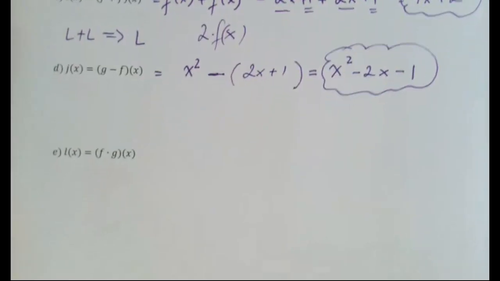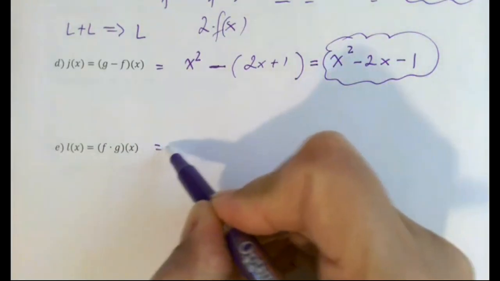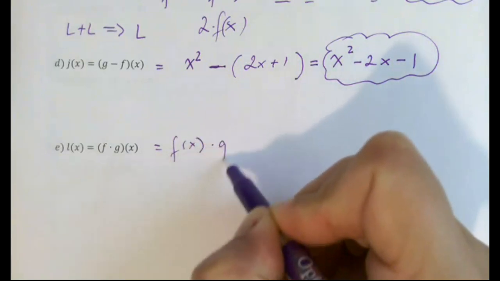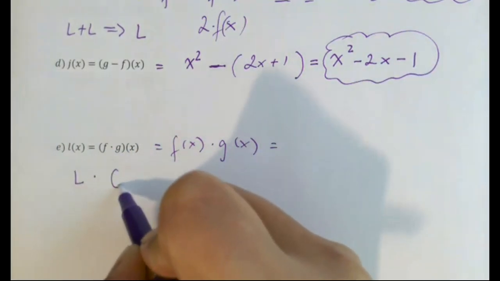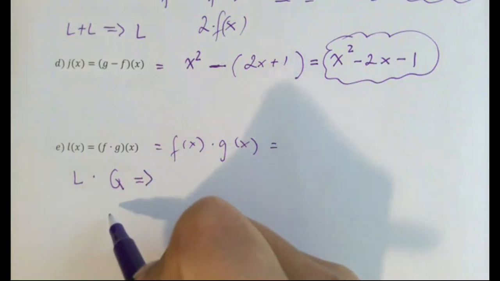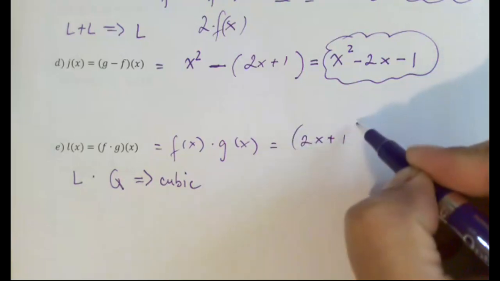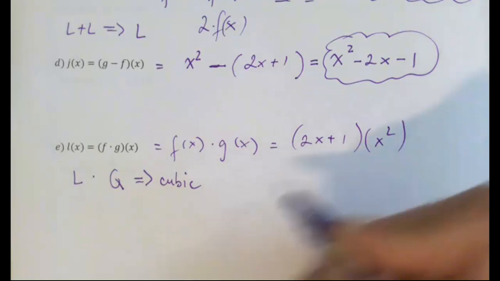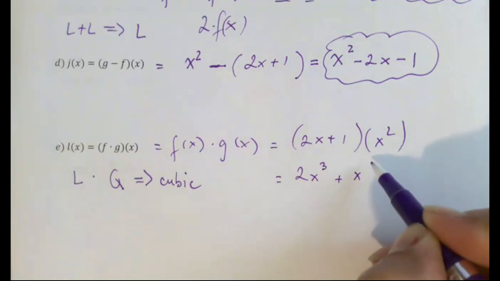Yes. Okay. In the last one, we're going to do the multiplication, and we're going to leave the division for later on when we discuss domain and range. So we have f of x times g of x. So a linear times a quadratic. What do you think you're going to get? Cubic. Cubic, that's right. So we have 2x plus 1 times x squared. So we have 2x cubed plus x squared.